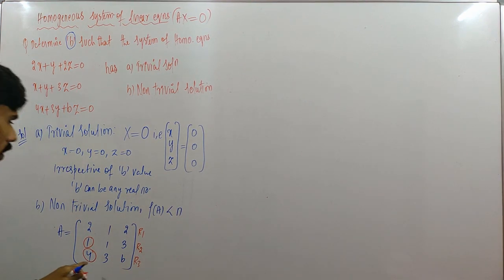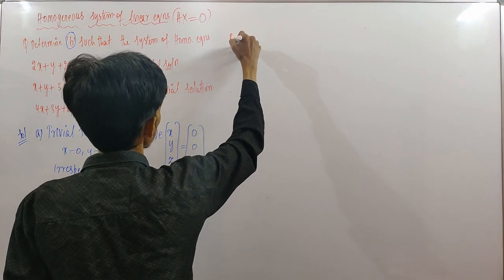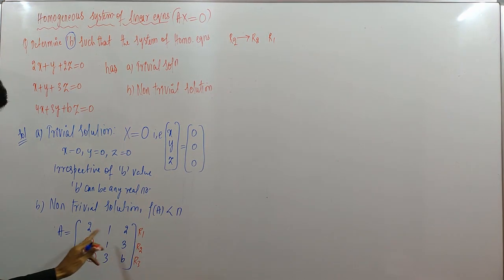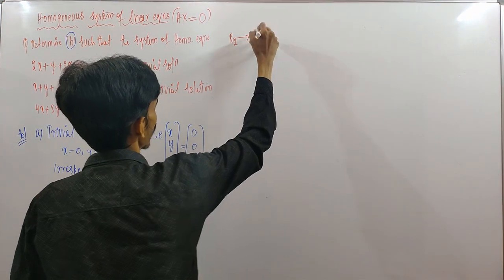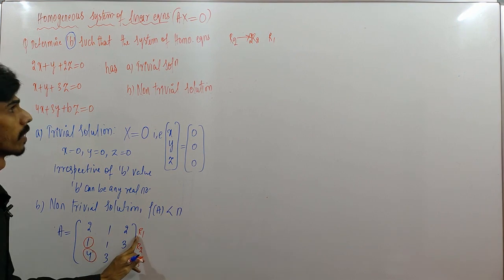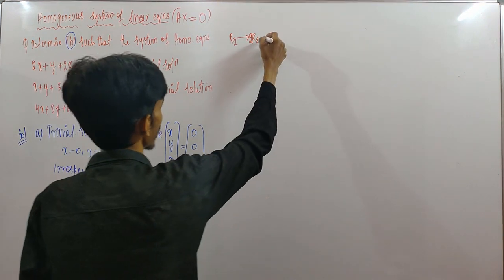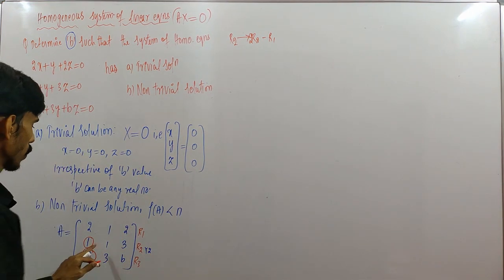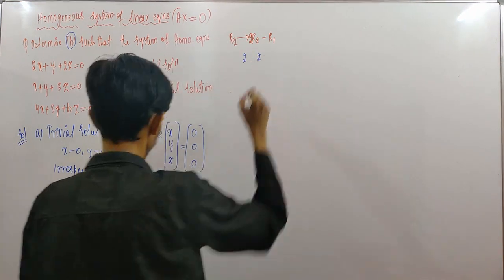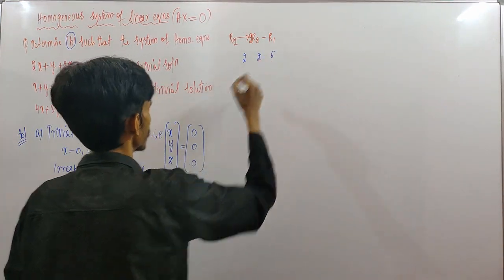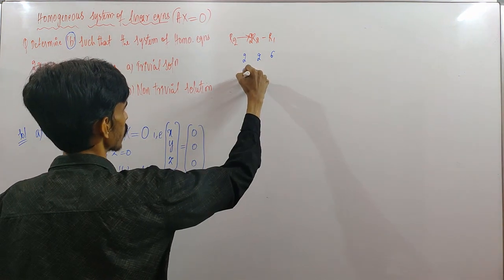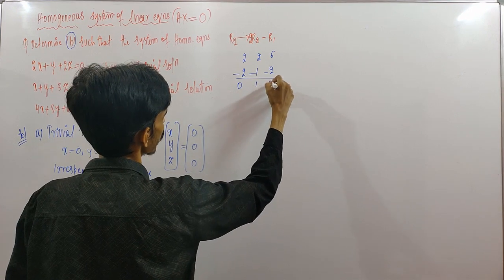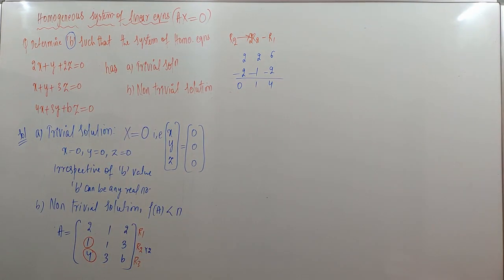Applying a row transformation on the second row, R2 changes to 2R2 minus R1. So we have to multiply 2 here. 2R2 means 2, 2, and 2 3s are 6. Minus R1, so the R1 values are 2, 1, 2. We get 0, 1, 4.